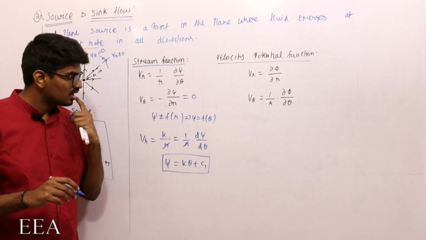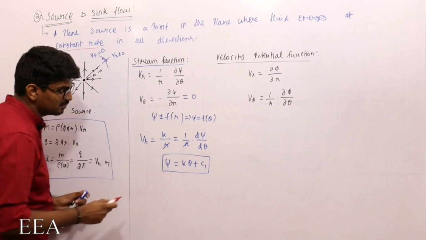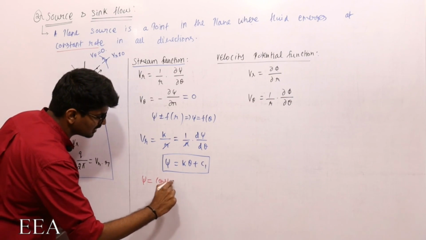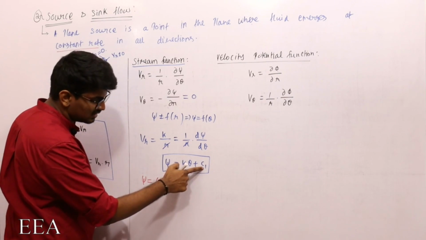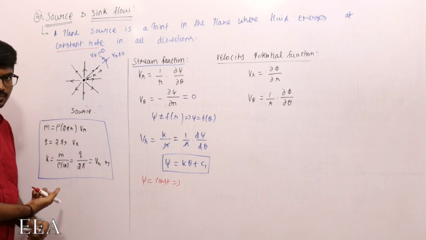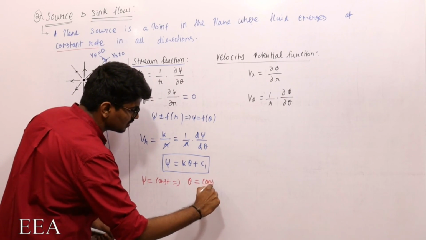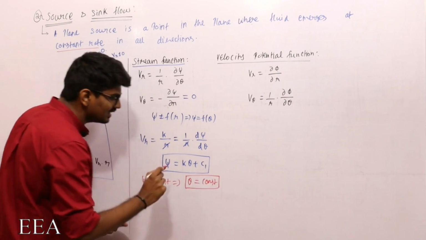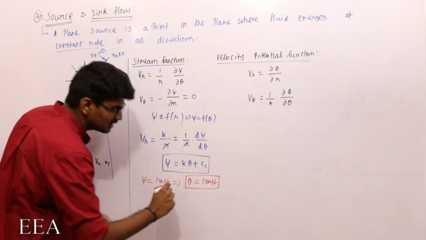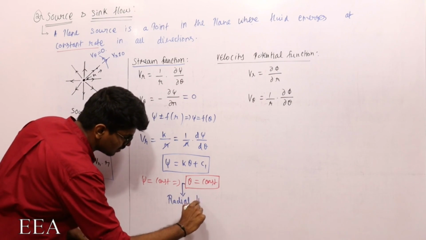So this is our equation of a stream function. Now if I want to find the constant stream function line, psi will become constant. We already know that c1 is a constant and that k, the strength, is a constant, which clearly implies theta is going to be constant. Theta constant line means what lines? Theta constant line means it's a radial line. Why? I will explain, just wait for a moment.